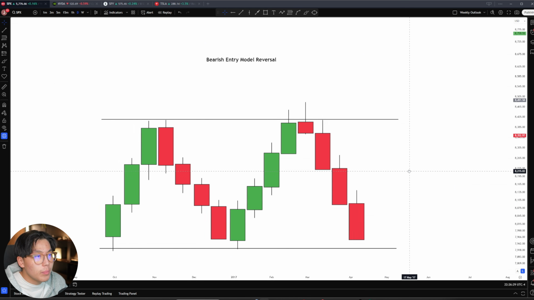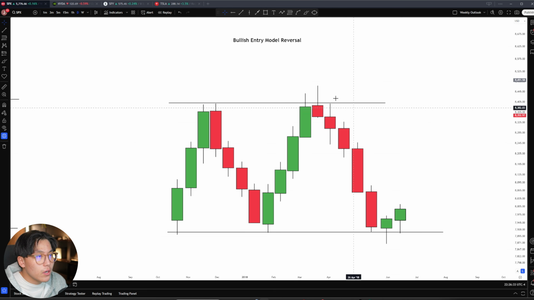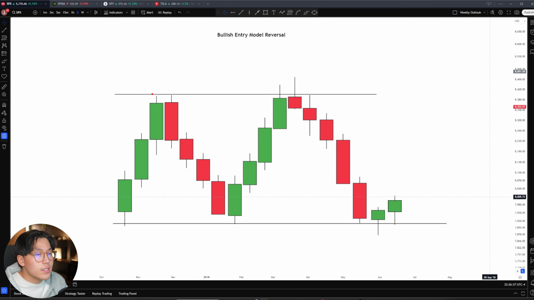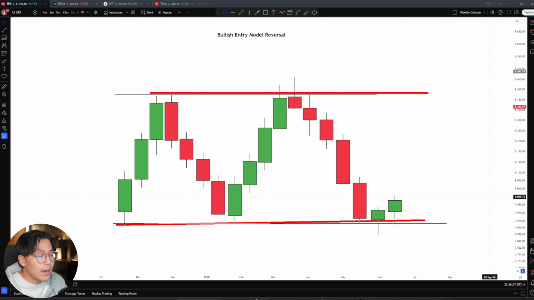Now let's go on to the bullish entry model reversal. So as you can see right here, the bullish entry model reversal is the exact same thing, but at the low of the range now. So as you can see, we just went from the high of the range. Now we're back down towards the low of the range.